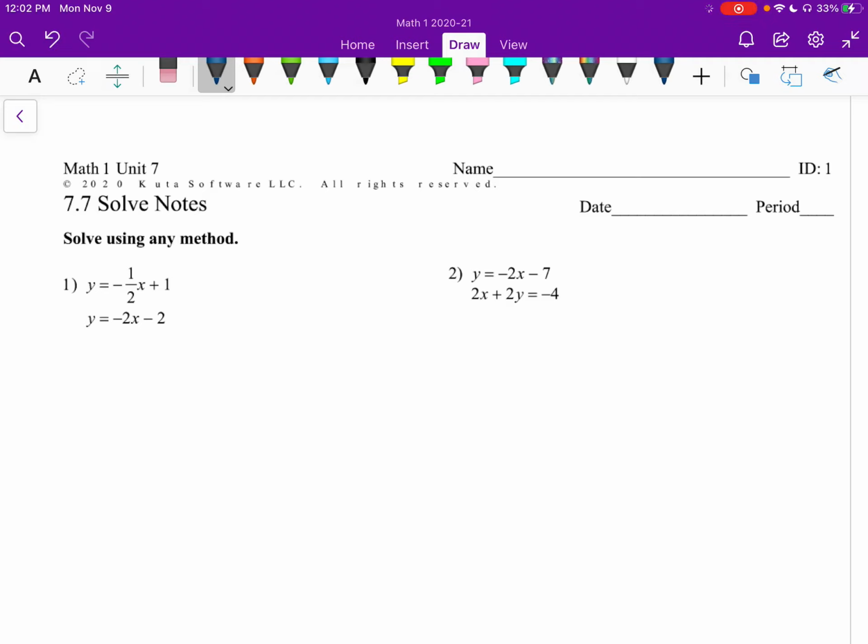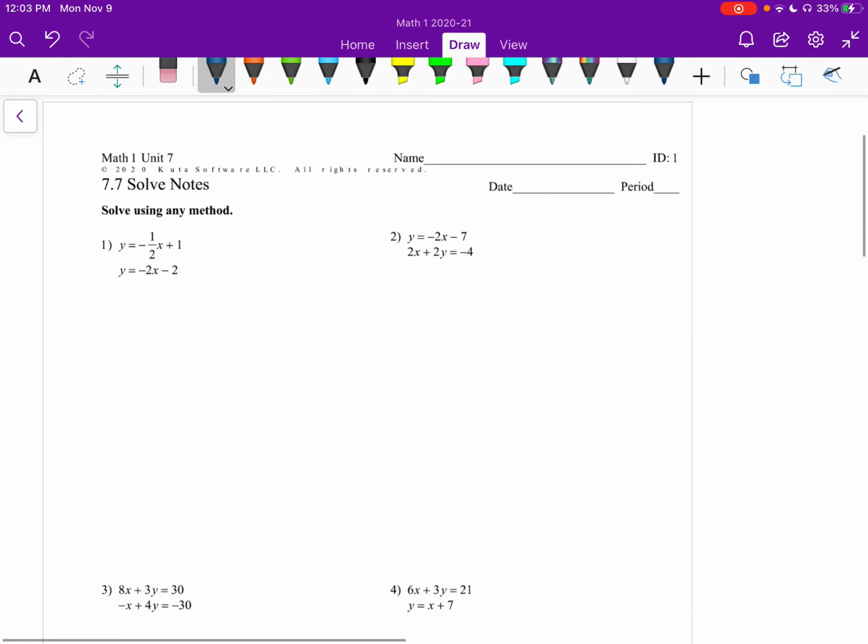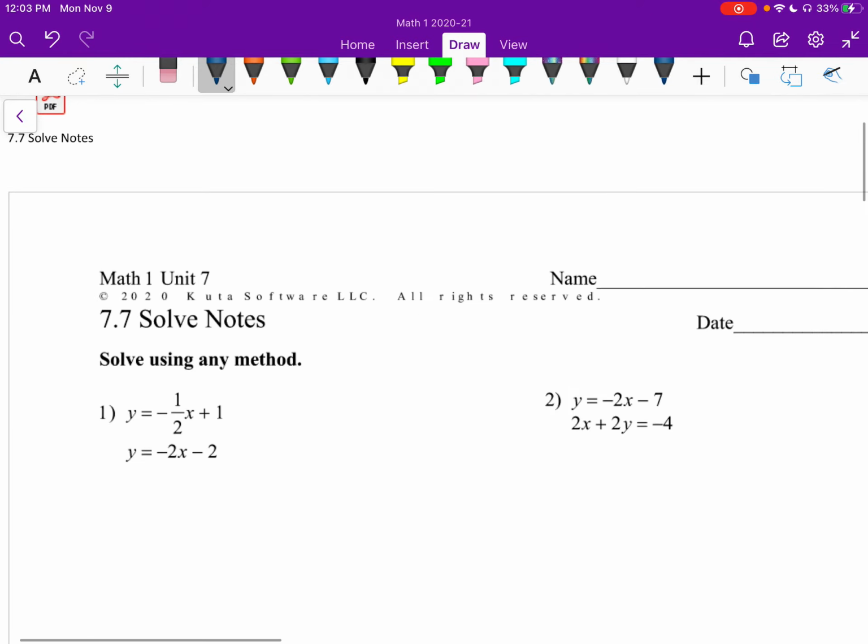All right, Math 1, Unit 7, Section 7. Now this section kind of brings together all of what we've done in sections 1 through 6. The directions say to solve using any method, so you can choose whatever you want to do on all these problems. I would guess that you won't really want to graph on a lot of these, but you're certainly welcome to. I'm going to be solving these only using elimination and substitution.